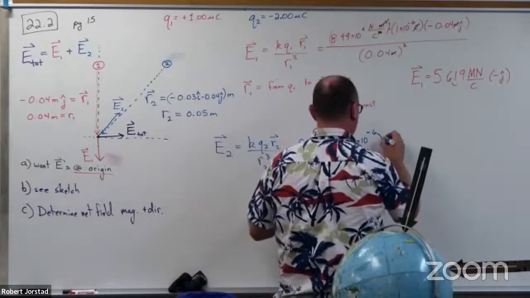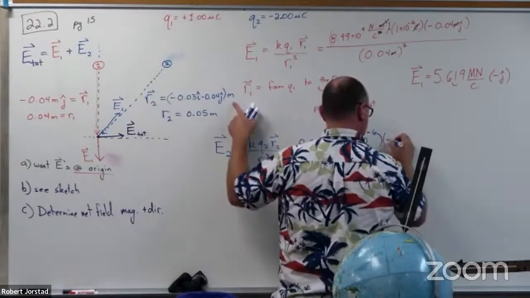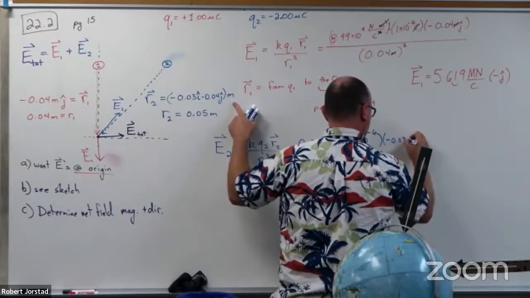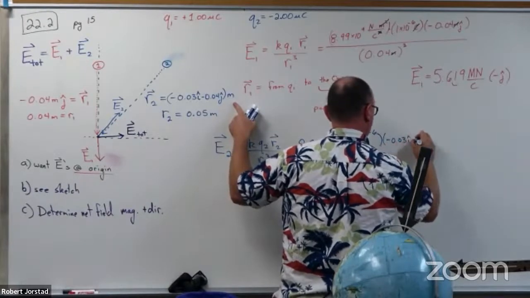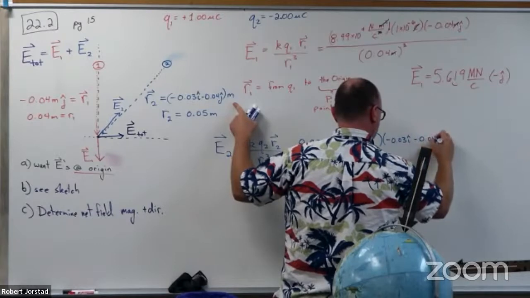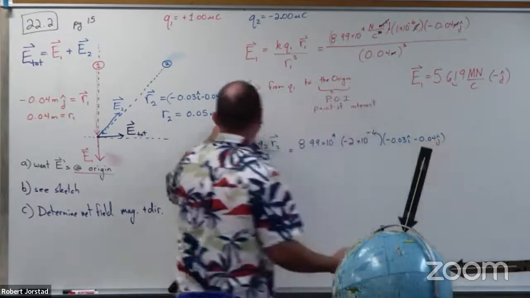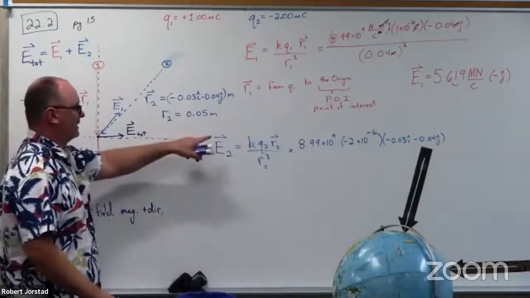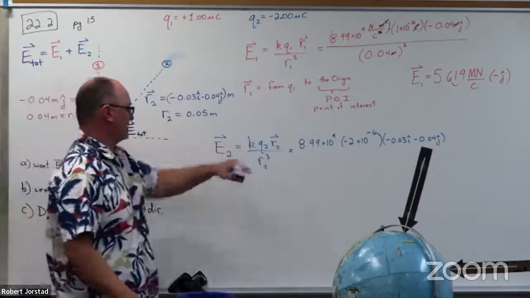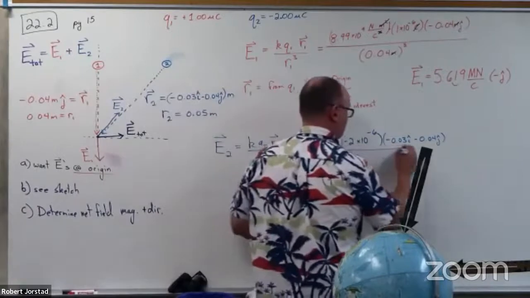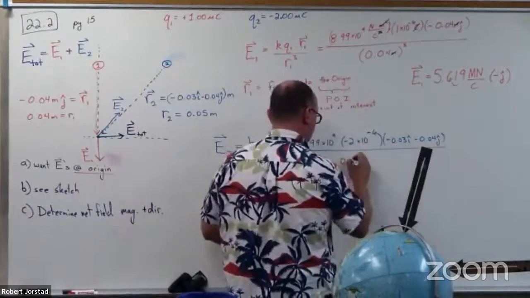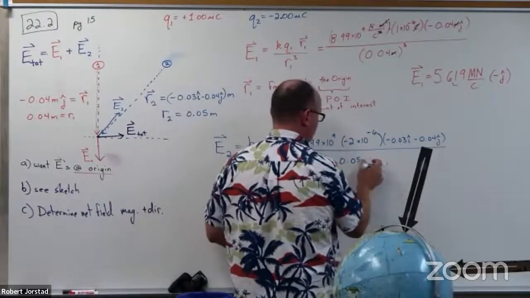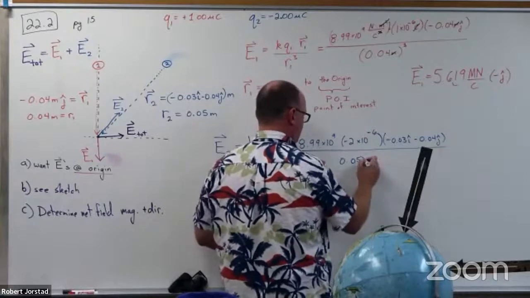R2 vector was negative 0.03 i hat. Again, for this one, I know I'm ignoring the units since they're going to work out. That should be everything in the numerator. Oops, canceled out all the units already. We know what's going to work out.